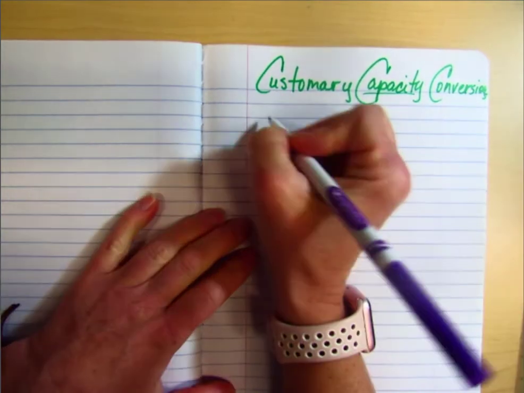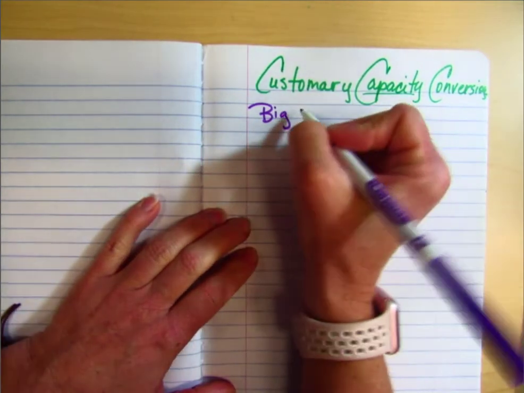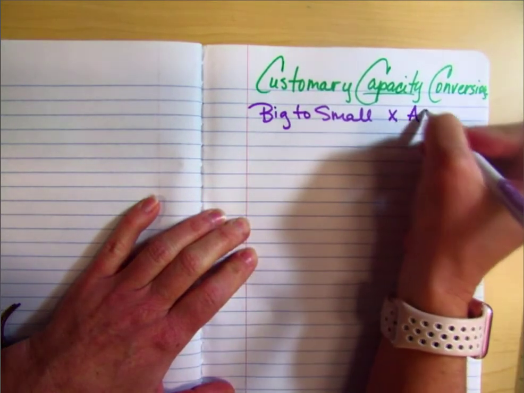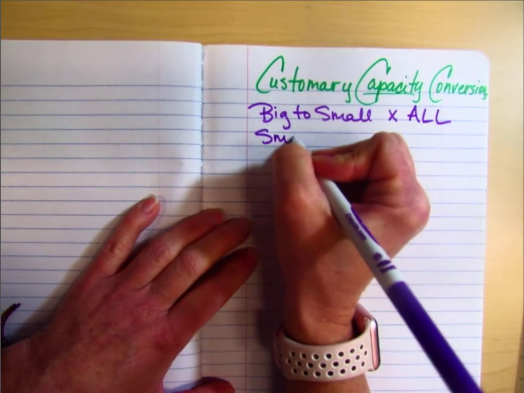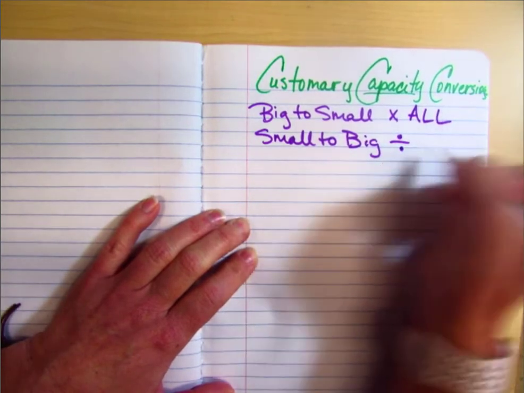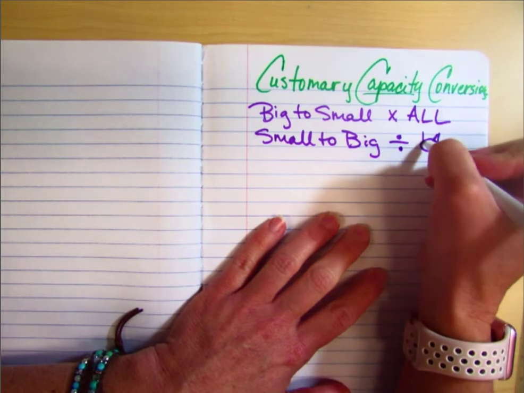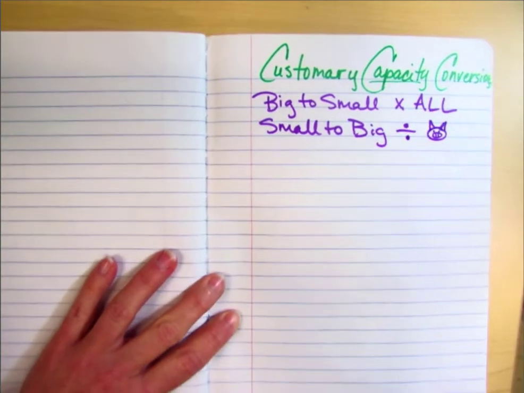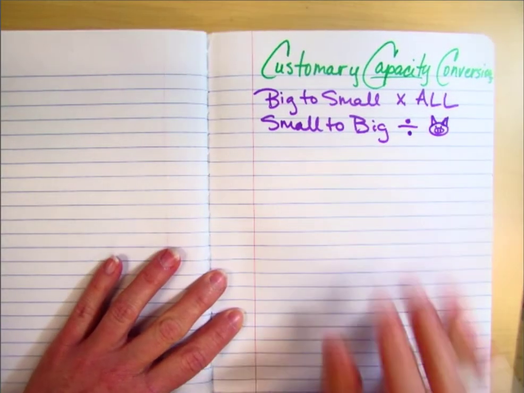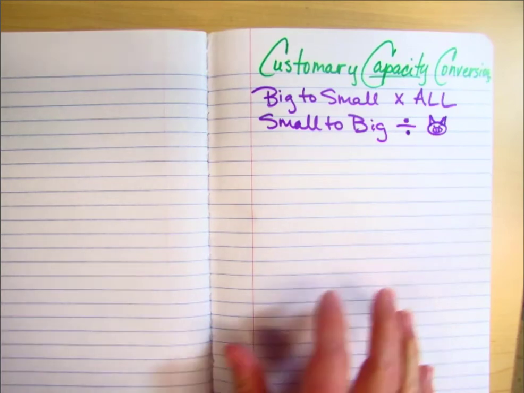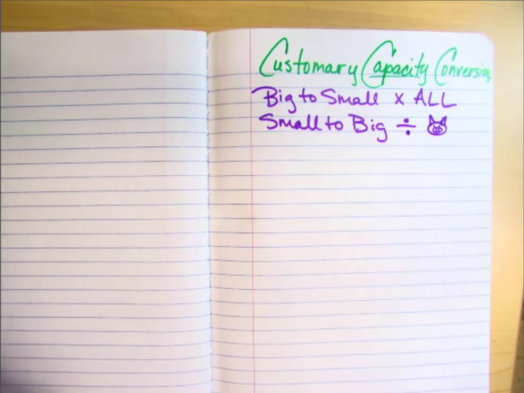If you can remember, big to small, multiply all, small to big, divide the pig. Again, when we set up the linked ones yesterday, we did a certain format for all of them. I'm going to do the same thing here, but now I'm going to draw a picture because pictures often help us with these problems.